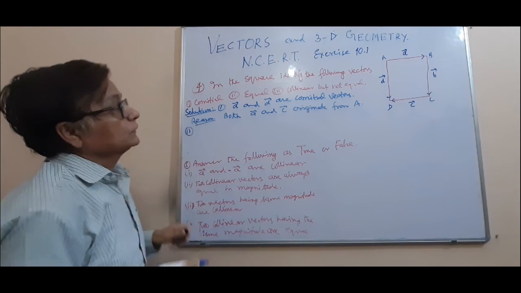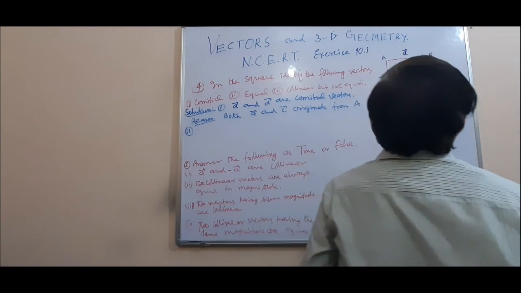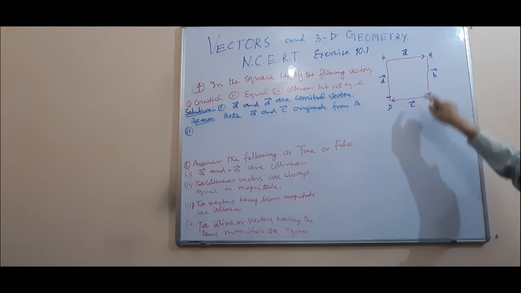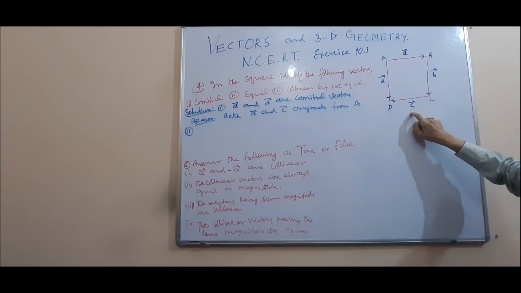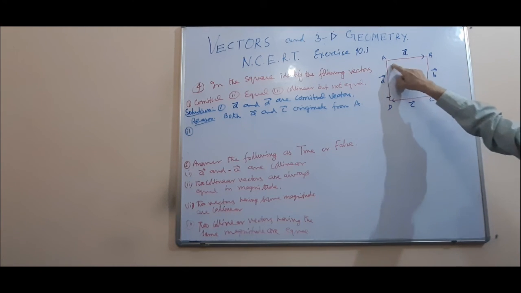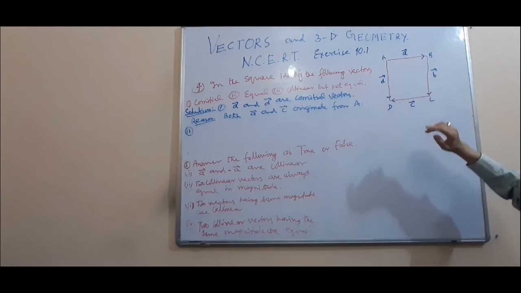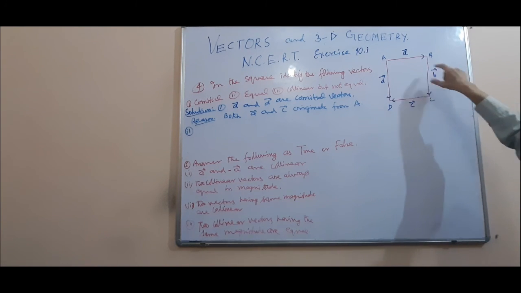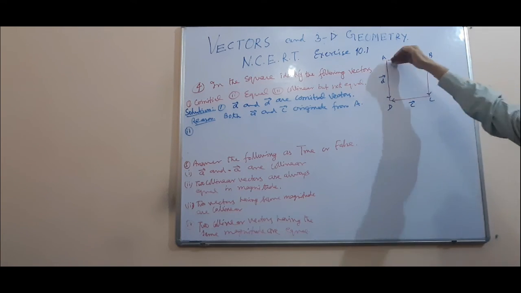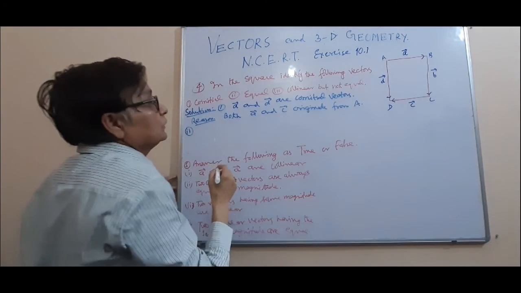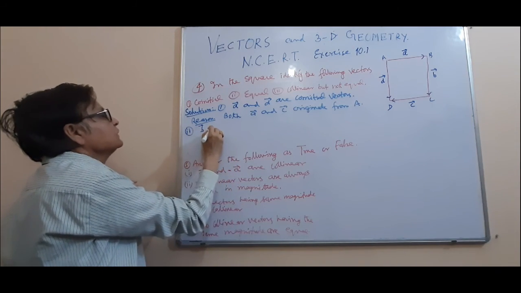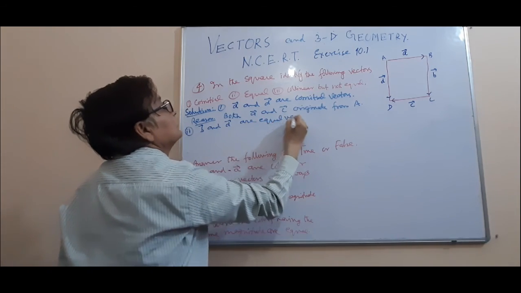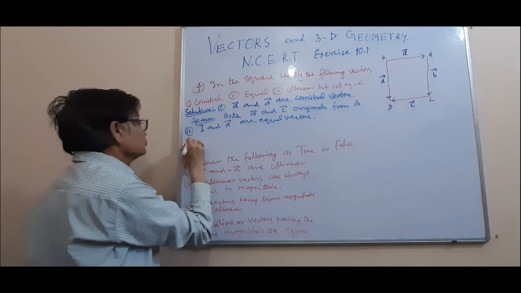Which vectors are equal vectors? So we are seeing vector a and vector b not equal because they are not in the same direction. a and c are equal in magnitude but opposite in direction. Vector a is from A to B and vector c is from C to D. Vector b and d, they are also equal, their lengths are equal, and also they are in the same direction from B to C, from A to D. So here we can write vectors b and d are equal vectors, reason.